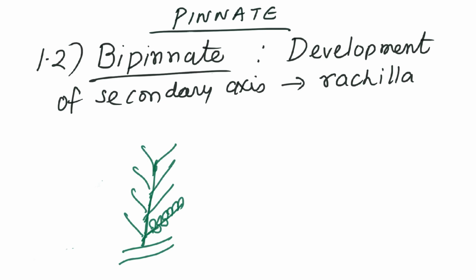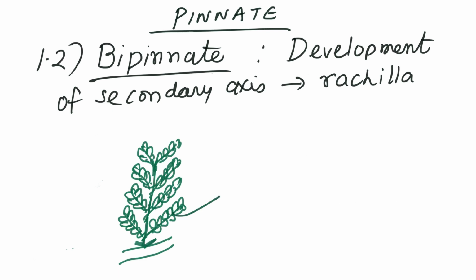And let's look at a case. And here we can see that this is dealing with acacia or babul. And we can easily see that there are multiple leaflets, and there is a secondary axis or secondary development on which the leaflets are developing. So note that point. A single leaflet arrangement is called pinnule, and the secondary axis on which the leaflets are developing is called rachilla.